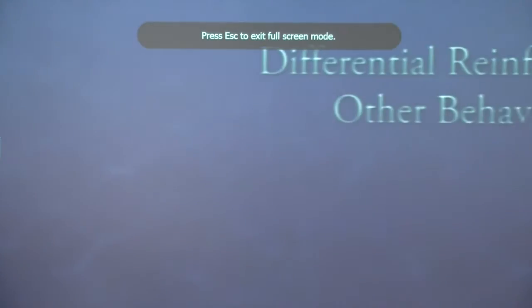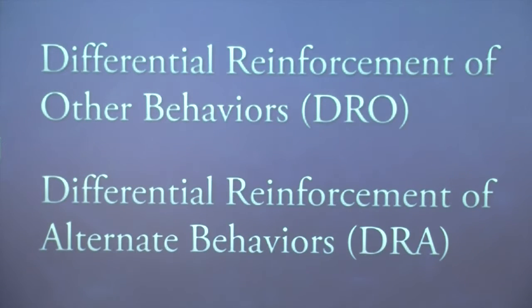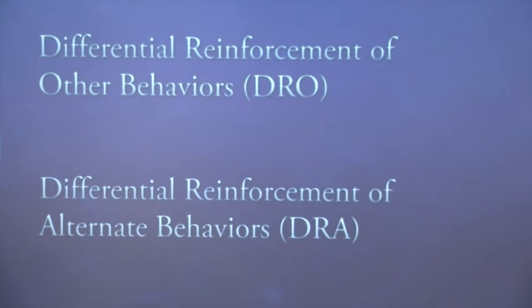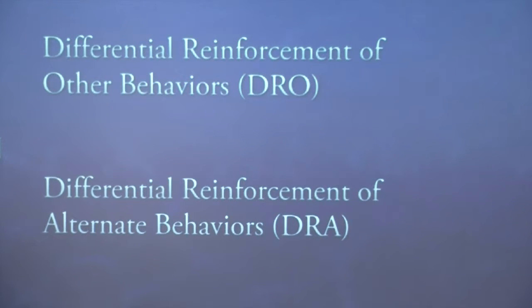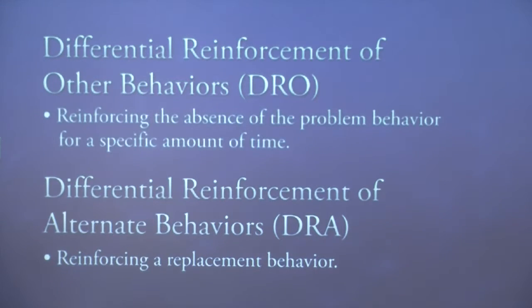Differential reinforcement of other behaviors is sometimes confused with differential reinforcement of alternate behaviors. The words alternate and other seem to have similar meanings. There is a significant difference between the two in regards to differential reinforcement procedures. DRA is reinforcing a replacement behavior, where DRO is reinforcing the absence of the problem behavior for a specific amount of time. DRO is sometimes called omission training because reinforcement is contingent upon the omission or absence of the target behavior.